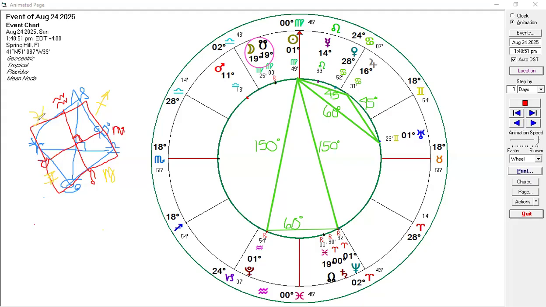And these are all square to each other, right? Okay, so we got this kind of cool pattern going on. Whenever you see a mutable sign to a mutable sign, again, it can be either opposite or square, and then fixed to fixed, either opposite or square, again, unless it is its own sign. All right, so it helps you to see all this stuff fairly quickly.